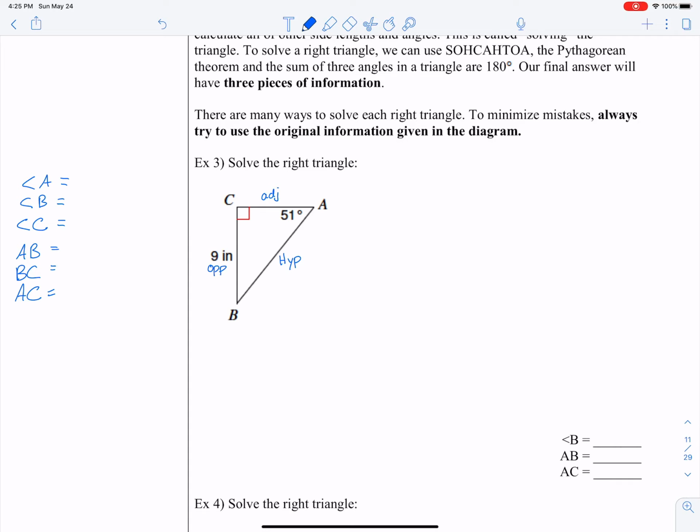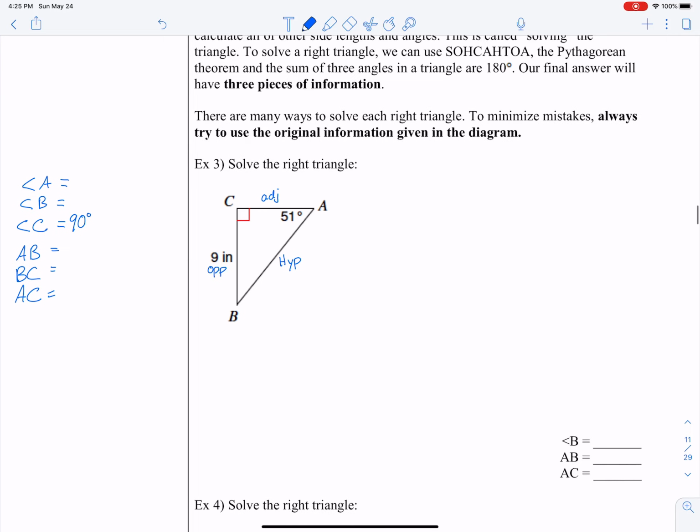So the first thing when we get this triangle is we can write down the information that we know already. We know already that C is 90 degrees because it has this right angle in it, so I can write 90 degrees. And we know that A is 51 degrees, so I can write that up here, 51 degrees. And then we also know that BC down here is 9 inches. So BC is 9 inches.